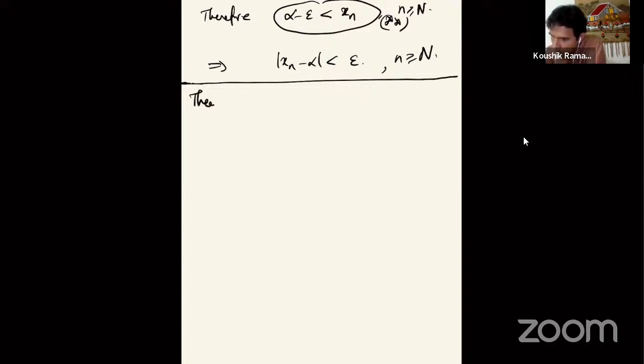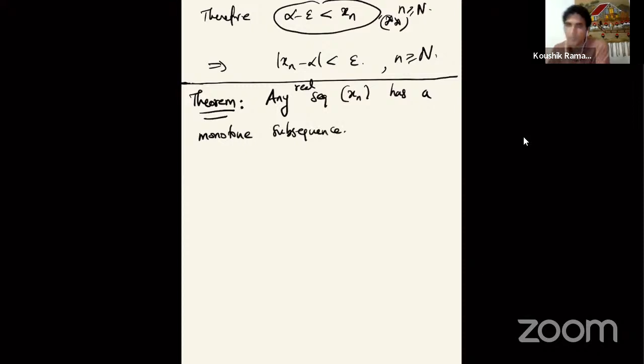So, theorem. I don't know if there is some interest, I can prove it, but I'm running short of time. Let's say we are always dealing now with real sequences; without further mention, we will always deal with real sequences. Any real sequence xn has a monotone subsequence. So that means it can either be monotone increasing or monotone decreasing.